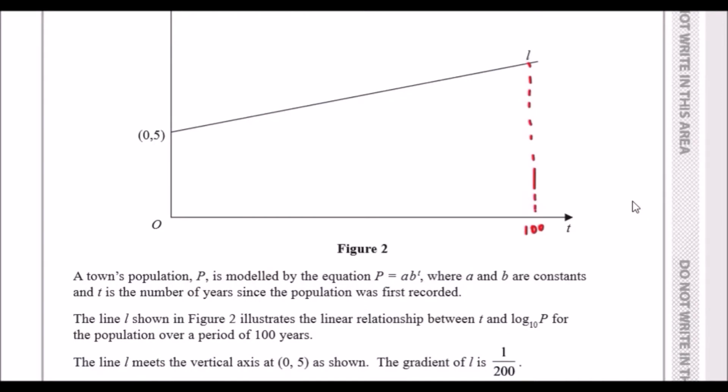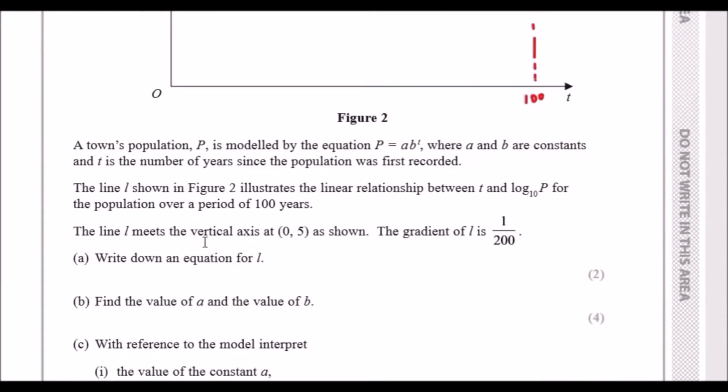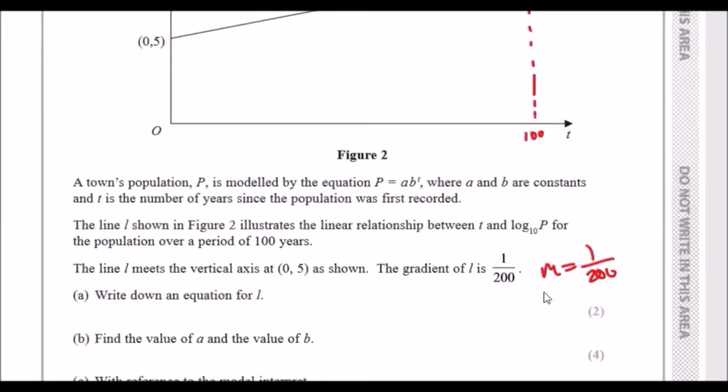So this can actually go up to thousands of years, but of course, we don't know what can happen in 1,000 years. There could be wars and so forth. So population can change. Let's assume that we live in a piece of world and nothing changes. The line L meets the vertical axis at 0, 5. Okay, intersects at 5 and has an x coordinate 0. And the gradient of L is 1 over 200. So m equals 1 over 200. All right, so far so good.